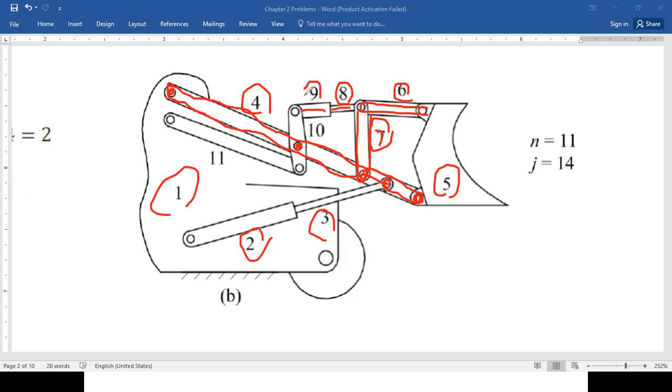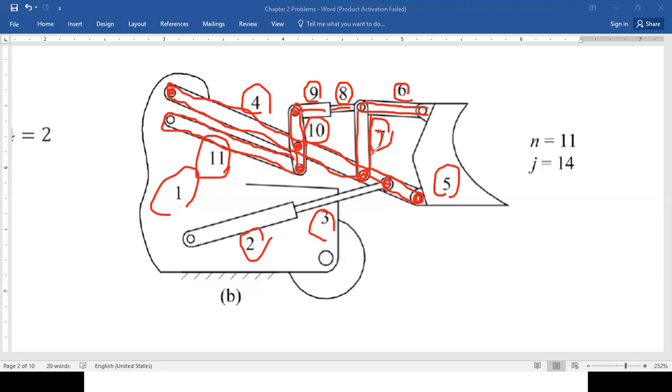And this is connected to a ternary link number 10, because you have 3 nodes connected to other links. This one connects 10 to 9. This one connects 10 to 4. And this one connects 10 to another link that we didn't count yet, which is link 11. And in this way, I have counted all links in my figure. So I have in total 11 links in my mechanism.